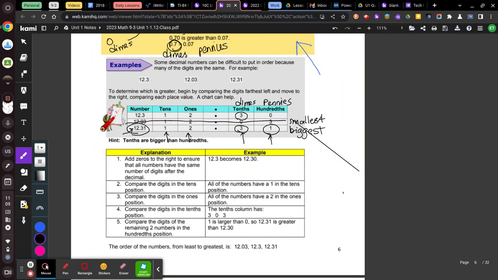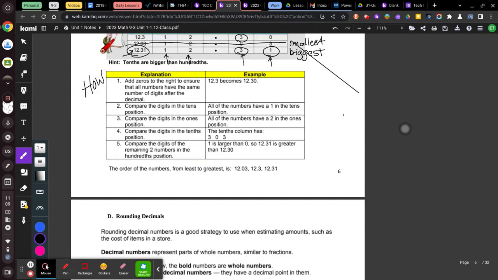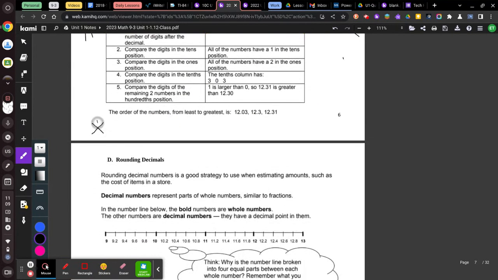So when your numbers are identical, you line them up with your decimal places. This is how we do comparing numbers. You line them up with their decimal point, and that is the first thing you have to remember: to line up the decimal places.